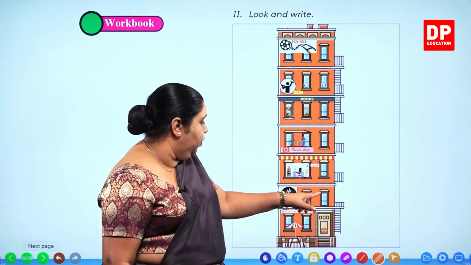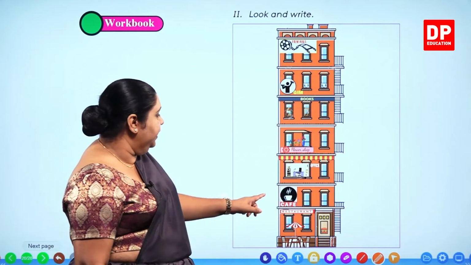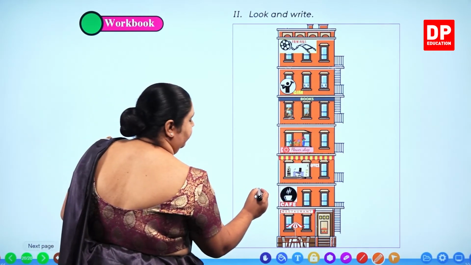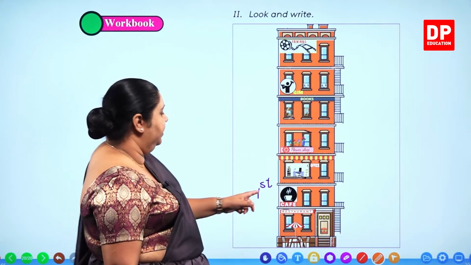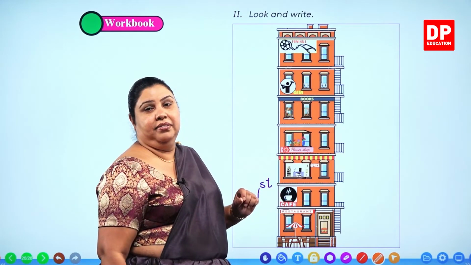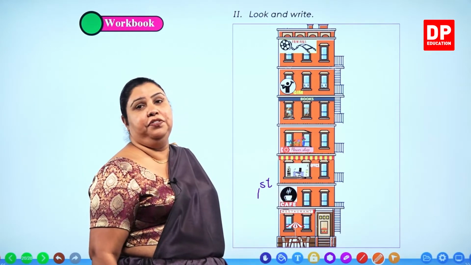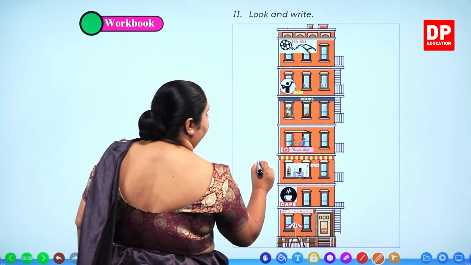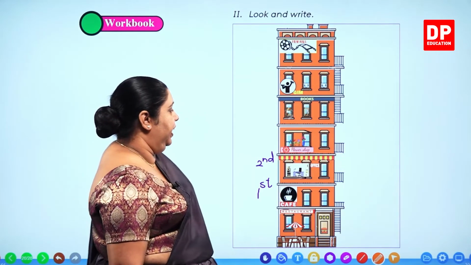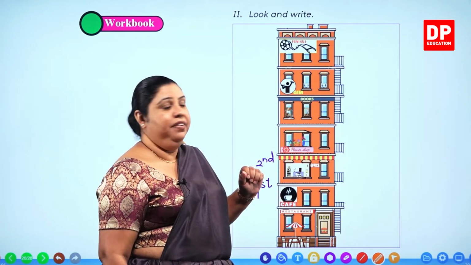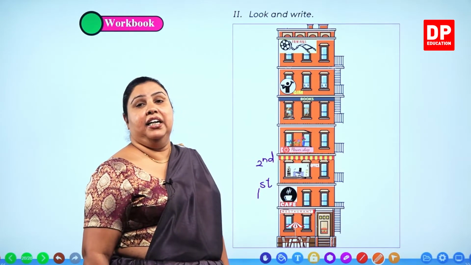But the first floor is this. This is the first floor. What do we have in the first floor? We have the cafe. We have the cafe in the first floor. Then we have the second floor. What do we have in the second floor? We have the office. We have the office in the second floor.